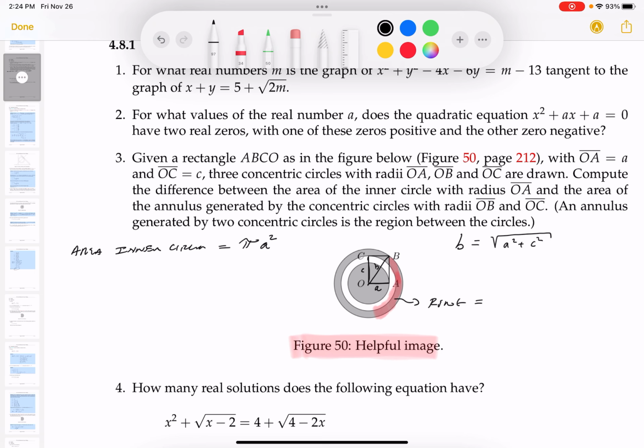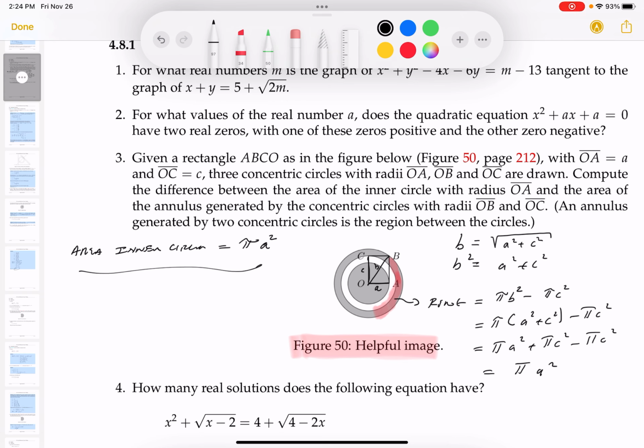That's going to be what? It's going to be the outer circle, which is pi b squared, minus the inner circle, which is going to be pi c squared. Well, let's see if I can do that. Pi b squared, let me write this over here, is just a squared plus c squared. So it's going to be a squared plus c squared minus pi c squared. And this is going to be pi a squared plus pi c squared minus pi c squared. And what's that going to be? Pi a squared. Now, suppose I don't even remember what they asked. They want to know what the difference between this and this is, and it's 0. All right, they have no difference.